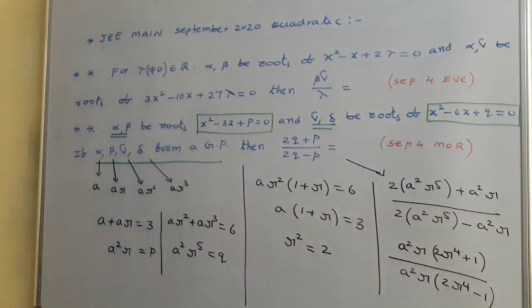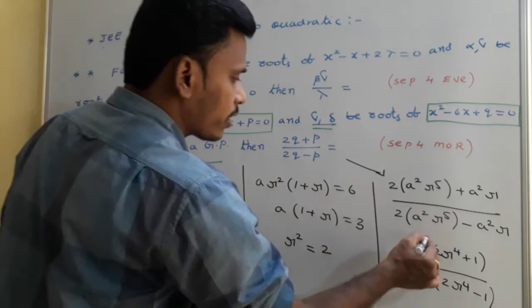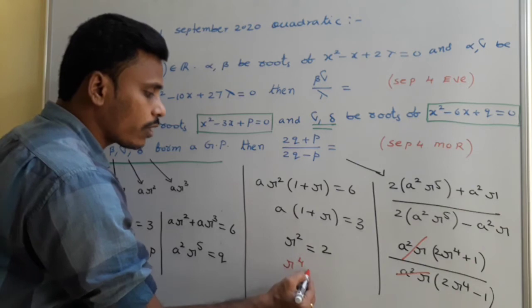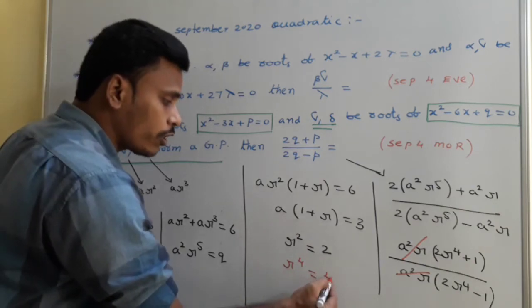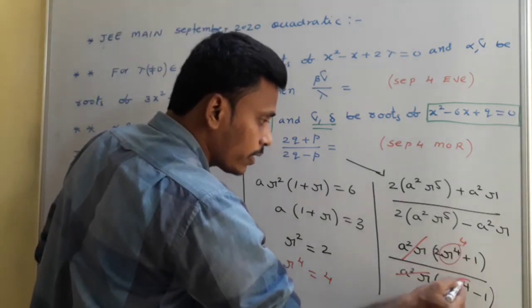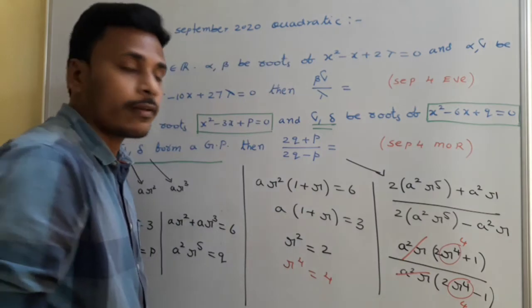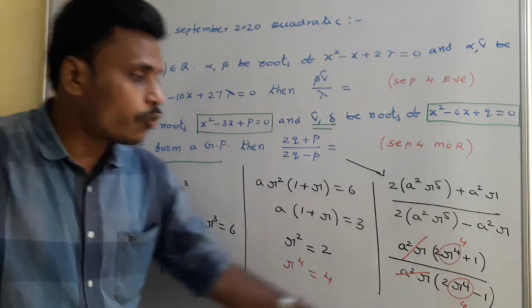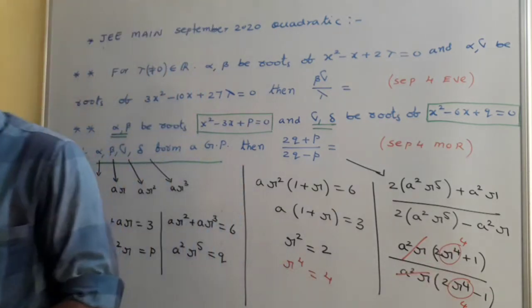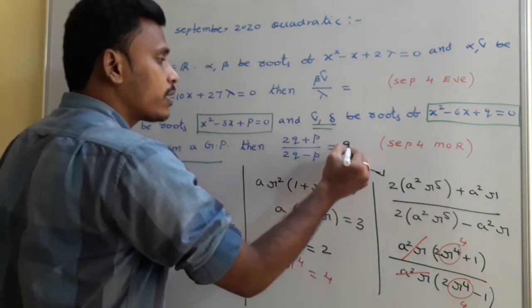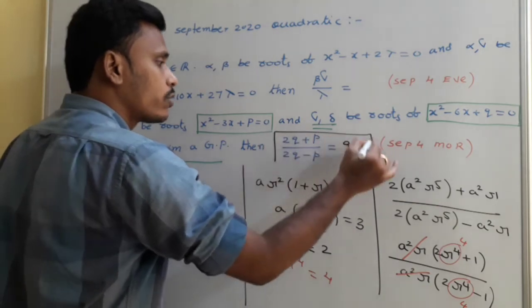So what will happen? We have a chance to cancel out that a square r. Okay, just cancel out this a square r. And after cancelling this a square r, since r square is 2, what to say about r power 4? r power 4 is 2 square, which is 4. So replace this r power 4 with 4. What will happen? 4 twos is 8, plus 1 is 9. And 4 twos is 8, minus 1 is 7. So the numerator is 9 and the denominator is 7. At the end your answer for the problem is 9 is to 7.